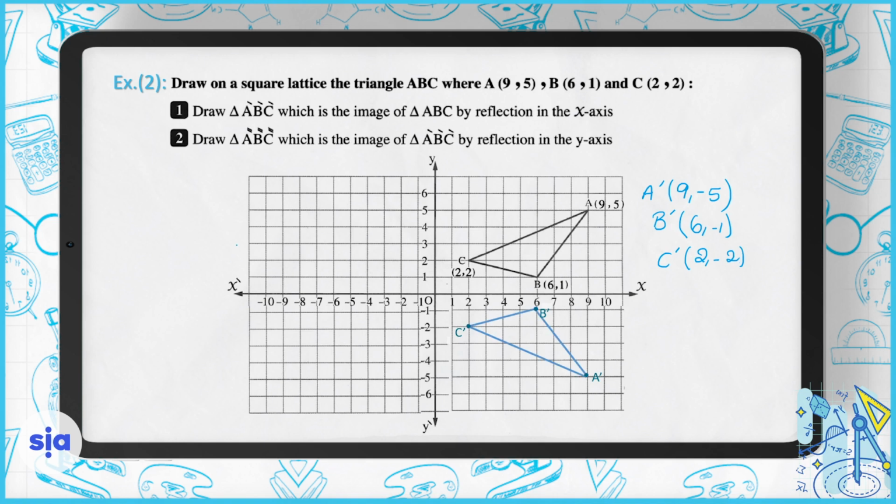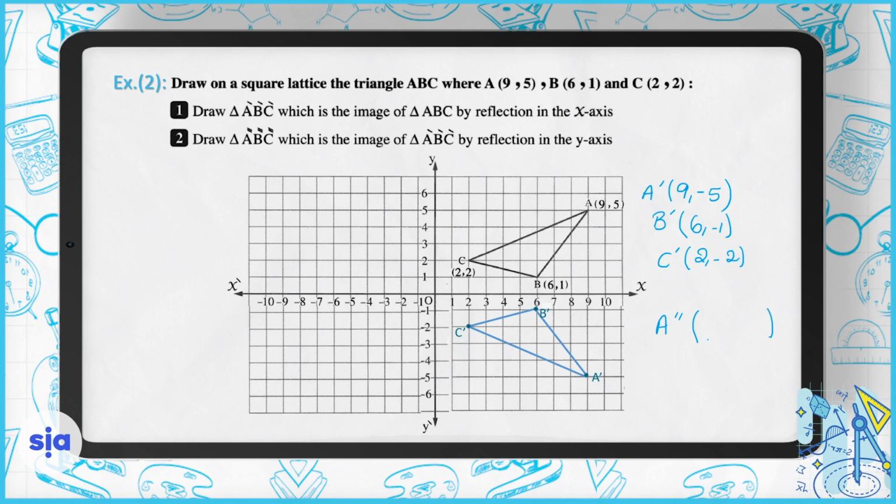Question 2, the question wants me to draw the triangle A double dash, B double dash, C double dash, which is the image of A dash, B dash, C dash, by reflecting the new one in the y-axis. So here we're going to reflect the A dash on the y-axis. So A double dash will be the changing of the sign of x, so it's negative 9, while the y remains as it is. So A double dash is the reflection of the A dash on the y-axis.